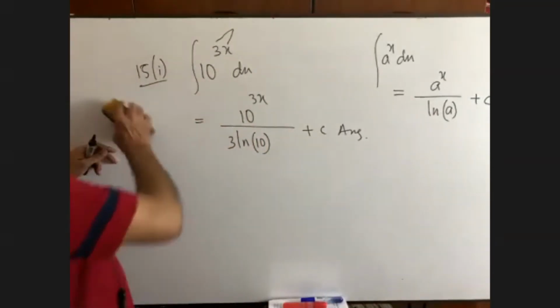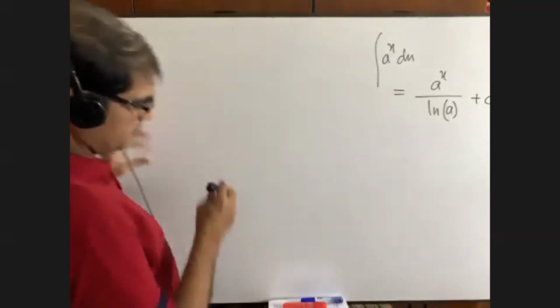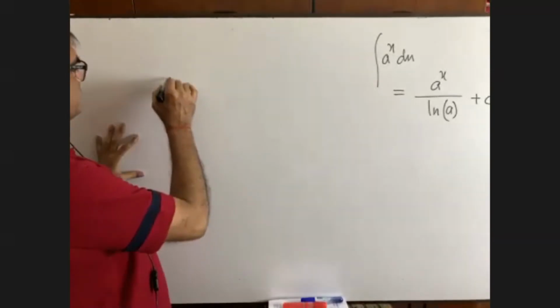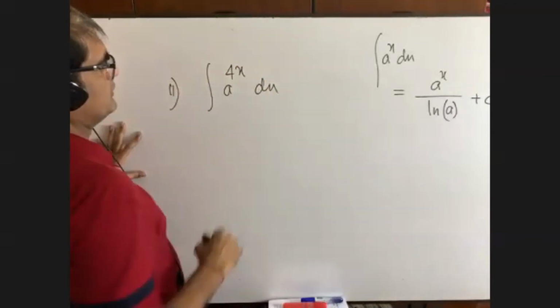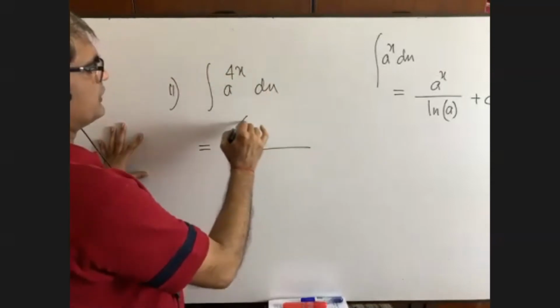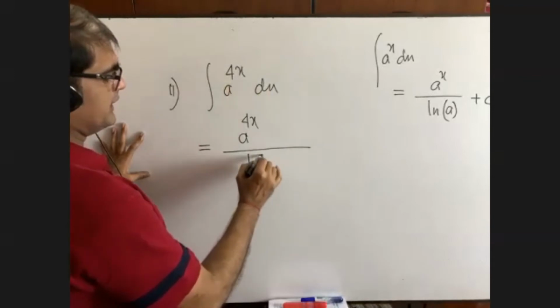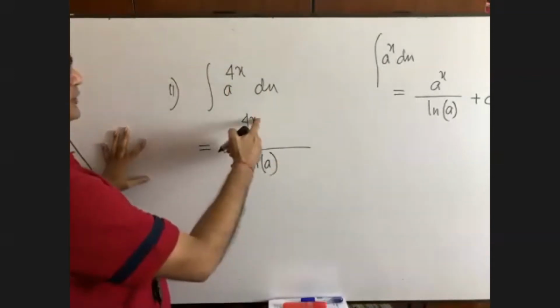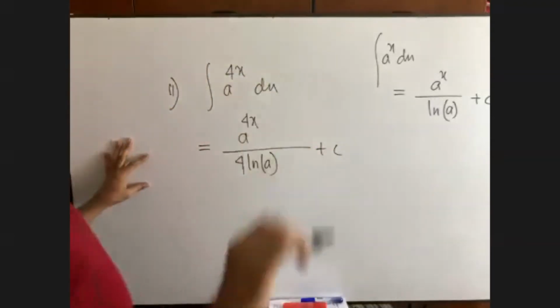Suppose if another math is given to you like this, number 2, a to the power 4x dx. What will you do? Very good. A to the power 4x is a to the power 4x by ln a. What is the coefficient of x? It is 4. So we are done. Talk to me.